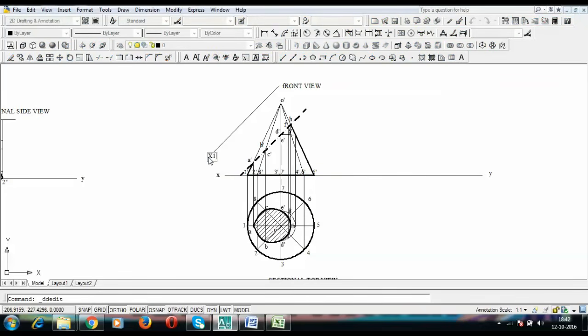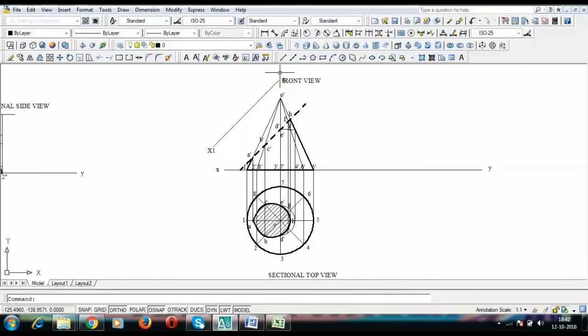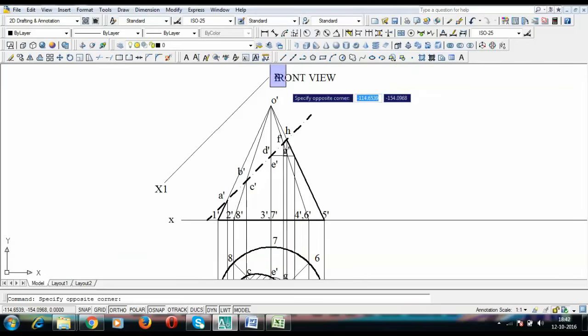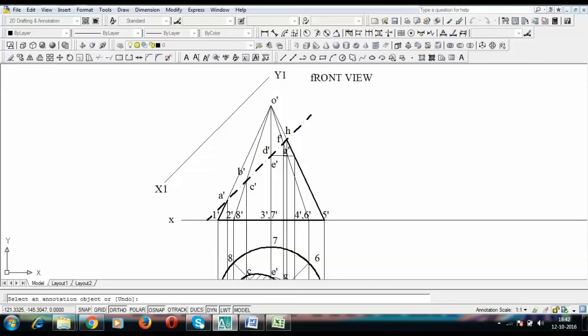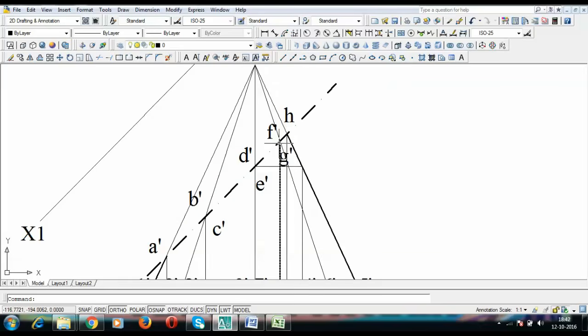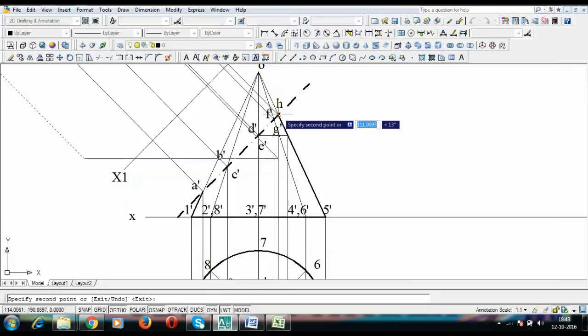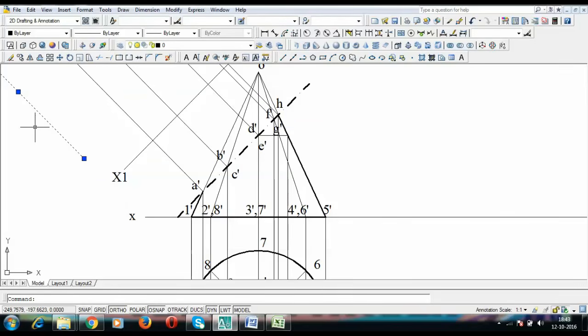This actually is a plane, and it is perpendicular to VP, in fact, and when you see this plane from the front, you're going to observe some kind of a line. So this is X1 and this has got to be Y1. The next thing to do is to draw perpendicular lines from A dash, from B dash C dash, from this point D dash E dash, from F dash G dash, and from H dash. Now I've drawn all these lines.